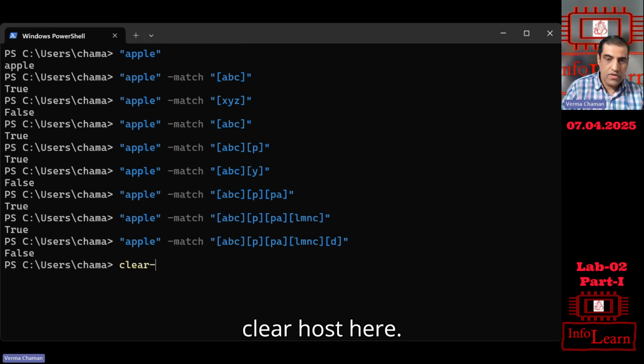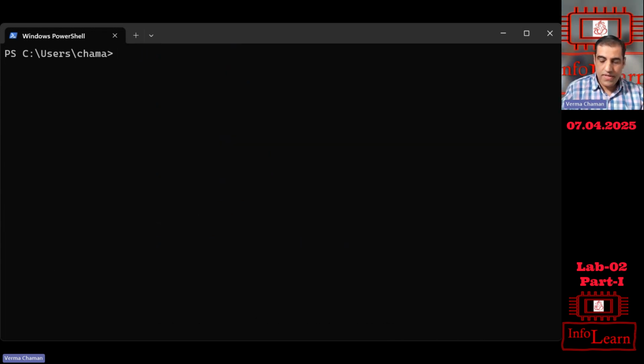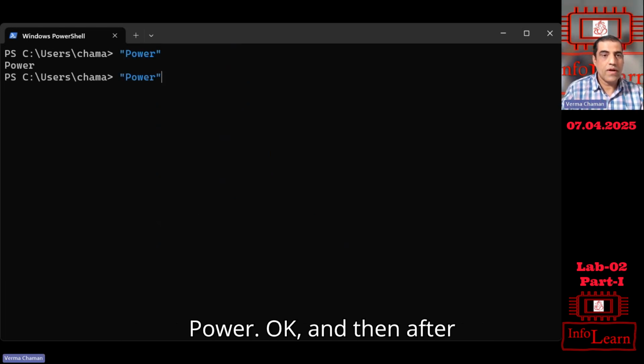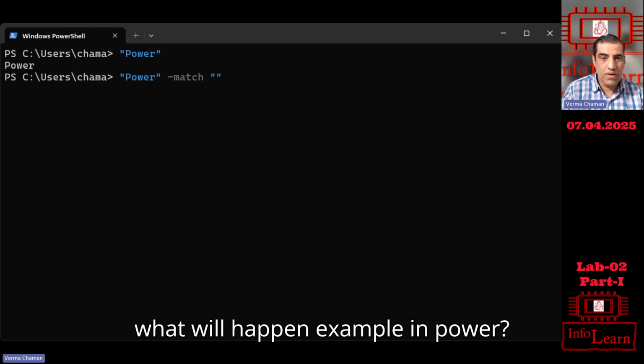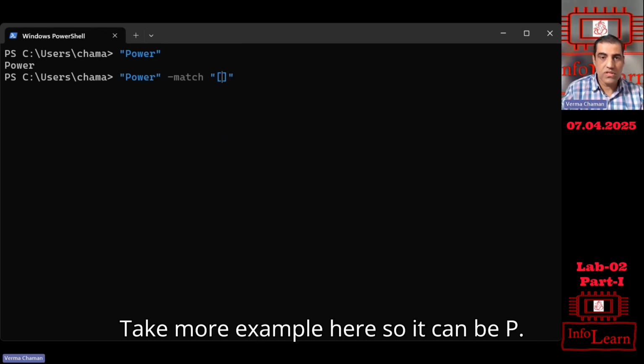Clear host here. Take one more example, for example power, and then try to use match again. So what will happen in power? Let's take more examples here. It can be P.